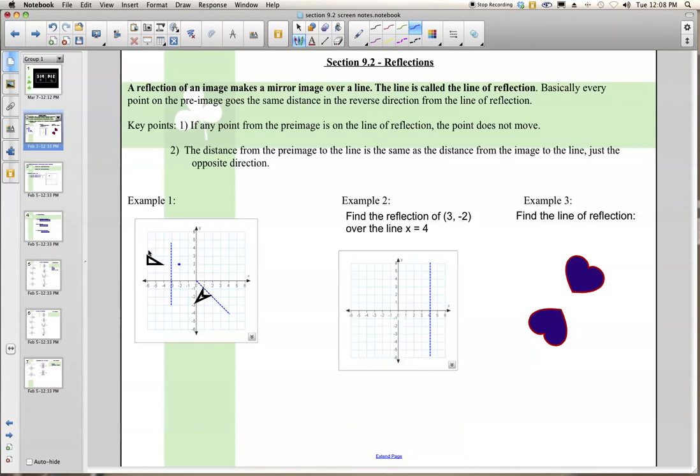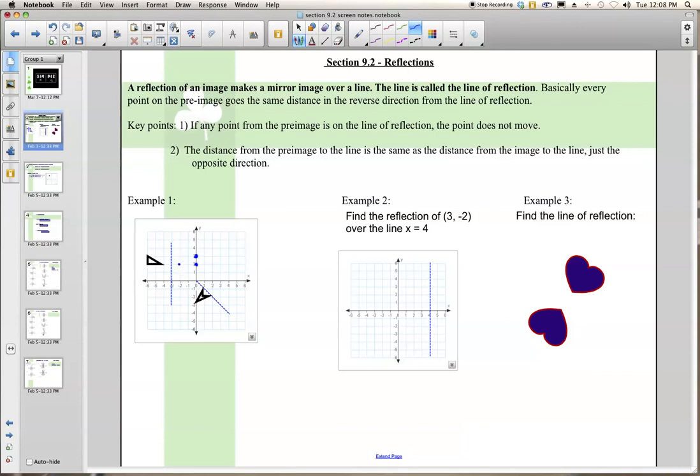I would do the same thing with all the points of my pre-image. For the most part, just using the vertices or the corners of an object will get you the object shape that you need. I did this one. This becomes the prime of this one, like we learned in the last section. This point over here is 1, 2, 3 units to the left. So if I'm going to reflect it, I'm going to turn around and go 1, 2, 3 units to the right. Same here, 1, 2, 3 units to the left. I would turn around and go 1, 2, 3 units to the right.